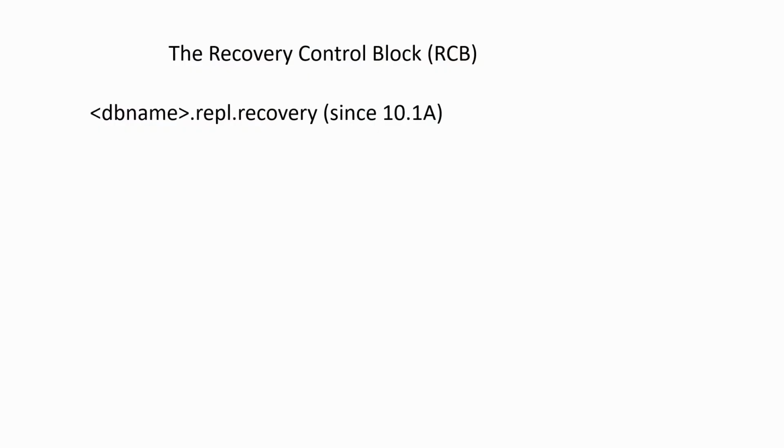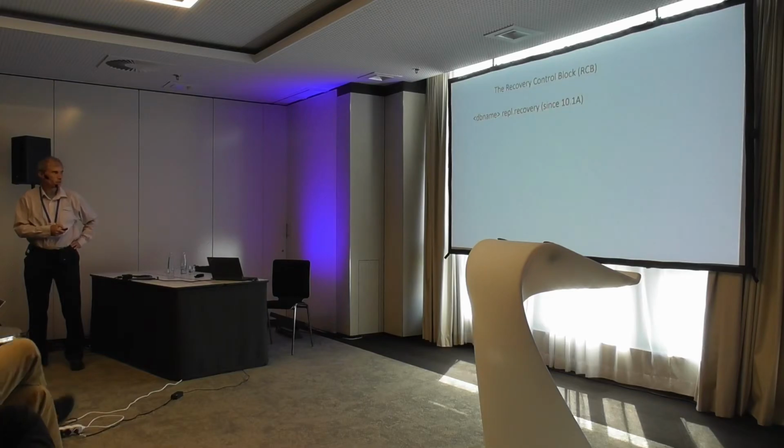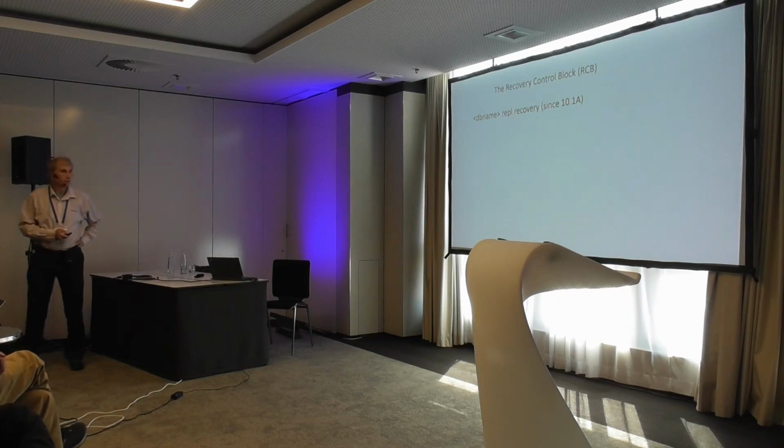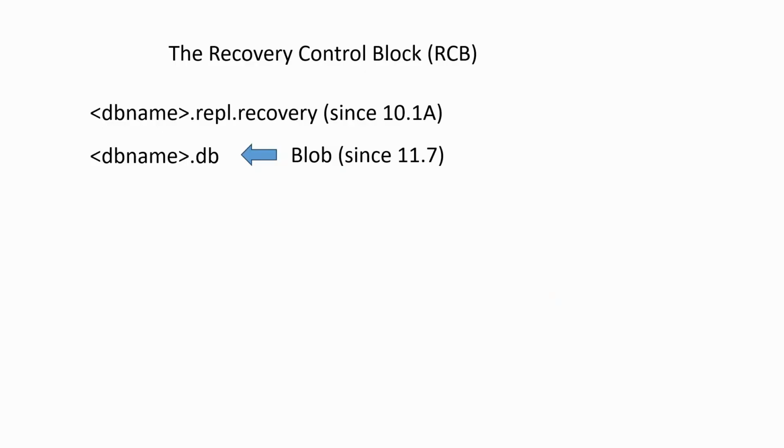So when you start replication, you will notice that you will get this file, REPL recovery. This file started there since 10.1a, and it is used for syncing between the source and the target. And also, starting recently with 11.7, there is a blob inside the DB file. This blob inside the DB serves basically the same purpose. It's for making sure replication works consistently between source and target.